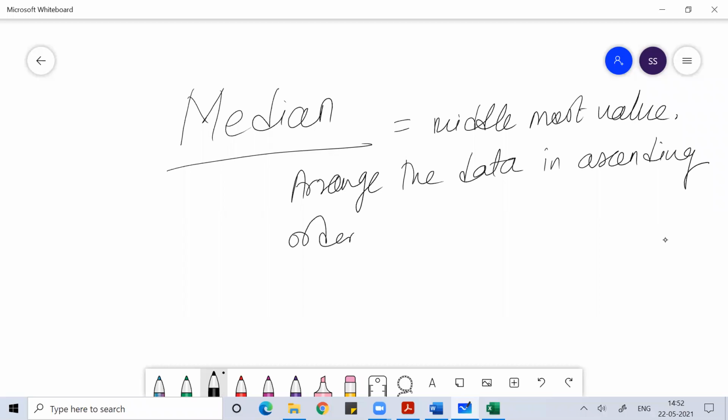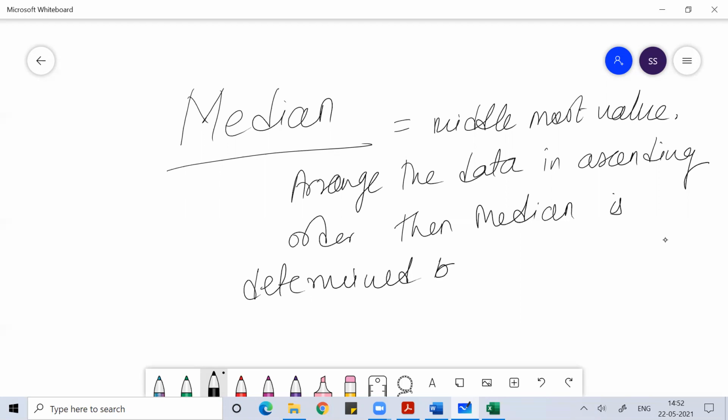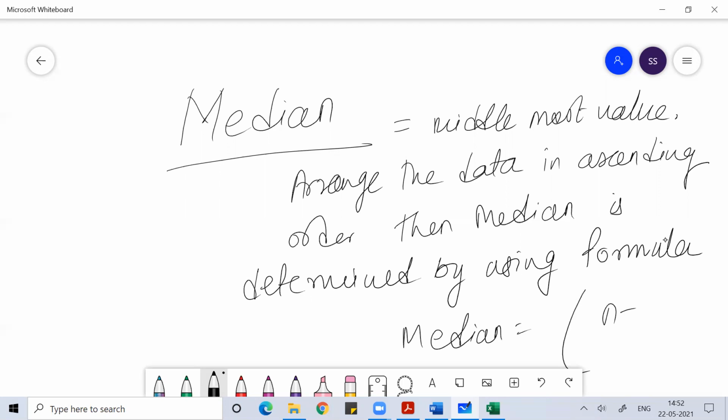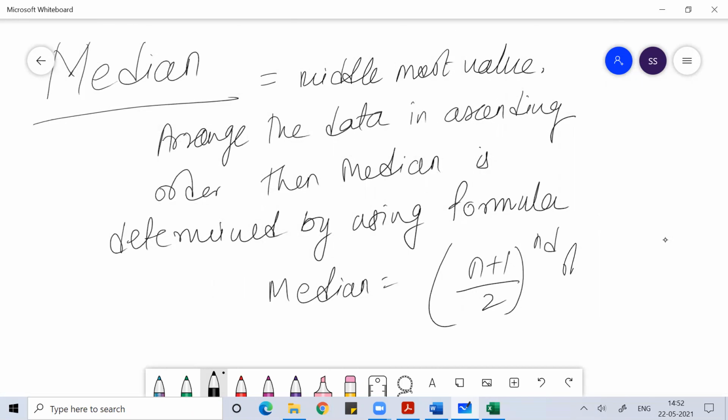Then we find the median by using the formula. What formula do we use for median? The median formula we use is (n plus 1) by 2nd observation. So by using this formula, we get the value of median. Median is all about finding the middlemost value. So where the central part of the data is located, that we call the median.